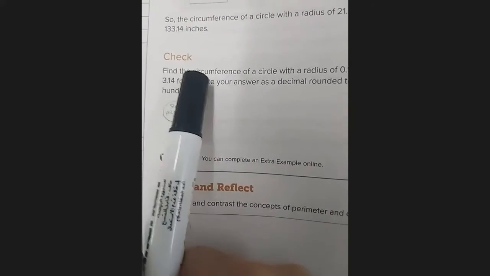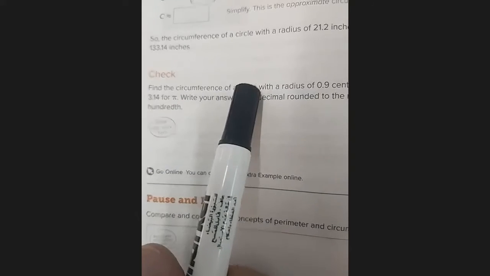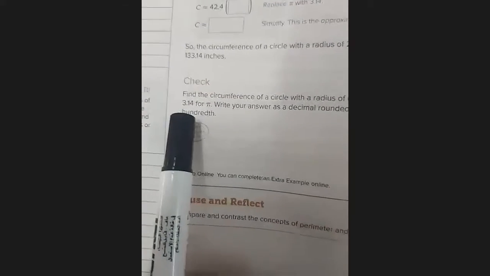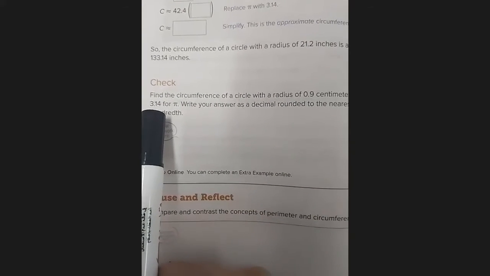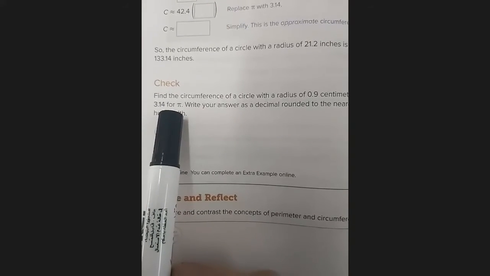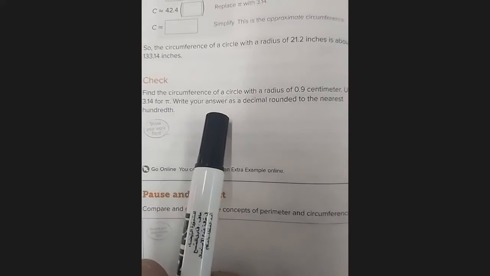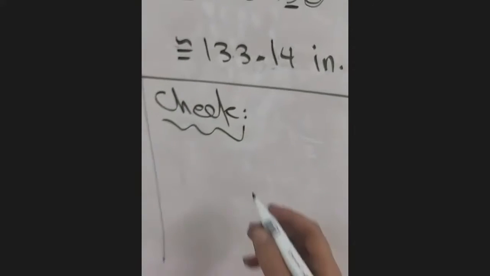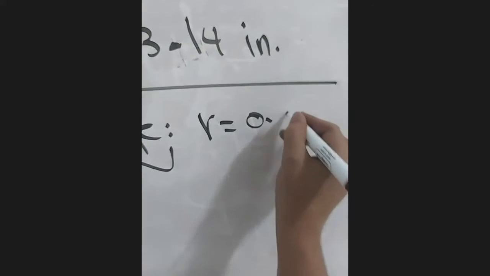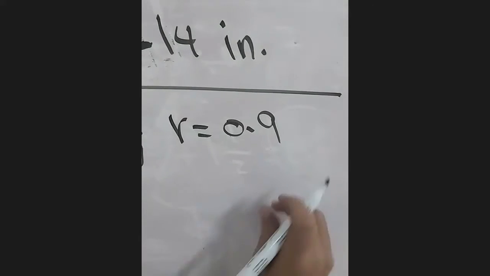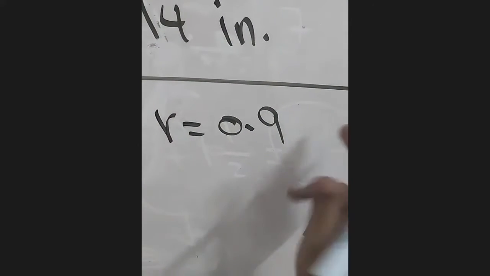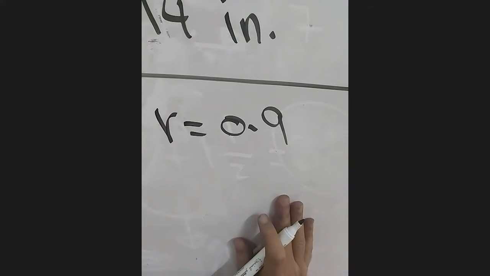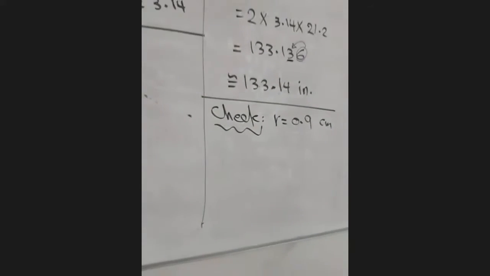Find the circumference of a circle with a radius of 0.9 centimeter. Use 3.14 for pi. Write your answer as a decimal rounded to the nearest hundredth. So the given here is the radius. How much is the radius, Walid? 0.9 what? Only 0.9 centimeter. Centimeter.